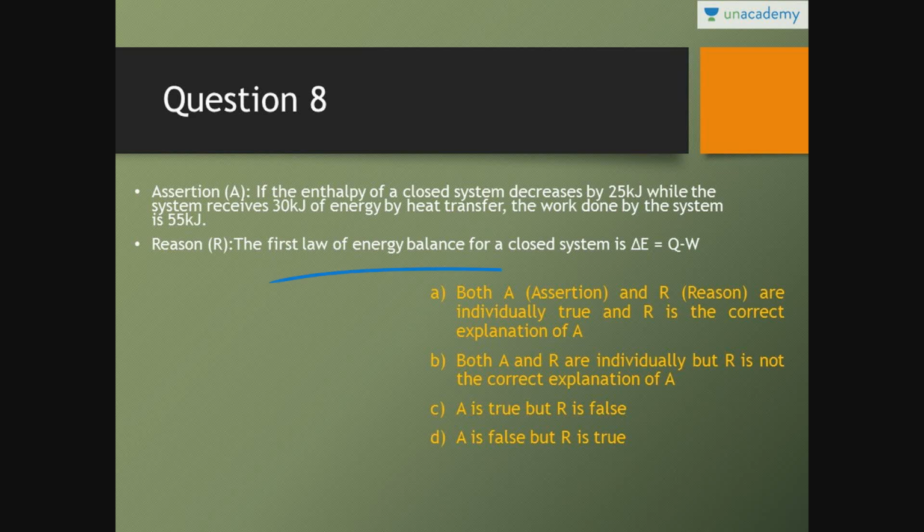Now the first law energy balance equation is helping you in solving this numerical problem. So A is true, R is true. Either it is option A or option B. Just think whether R is the correct explanation. Yes, the reasoning is the correct explanation. With the help of that only you are able to prove the assertion correct. So the answer here is option A: both A and R are individually true and R is the correct explanation of A.